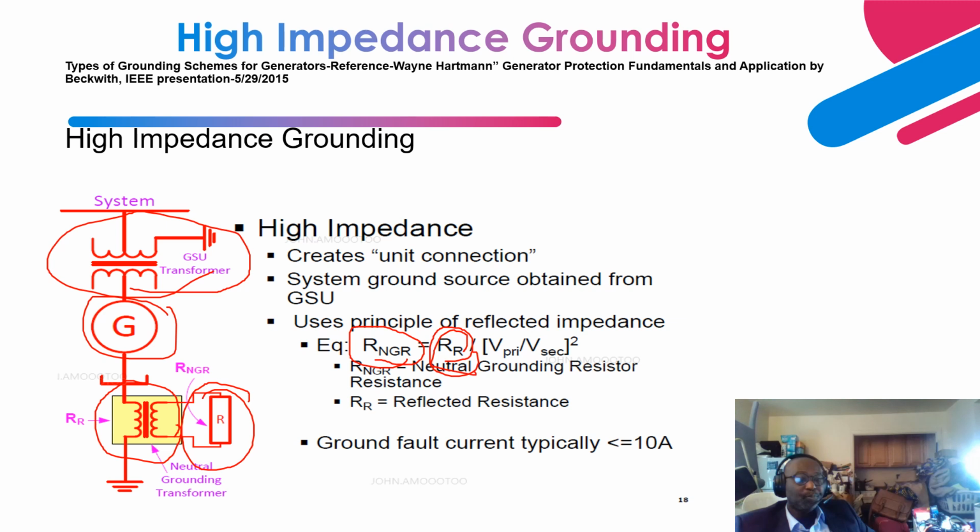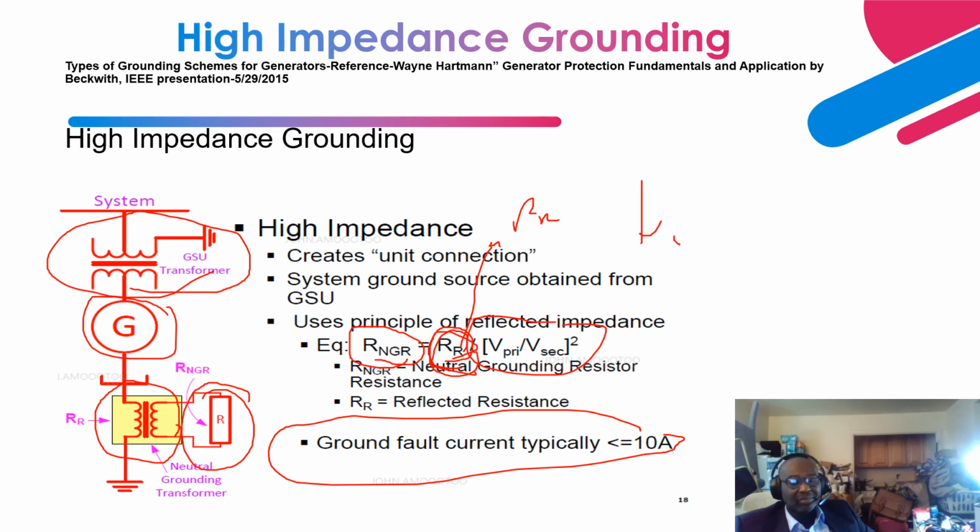So you want to calculate the reflected resistance, right? That is based on the square of the voltage ratio of this distribution transformer and this neutral grounding resistor. That's how you calculate your reflected resistance, and based on the reflected resistance, you can calculate the amount of current that is flowing. Typically it is less than 10 amps or less than 15 amps, right? But the typical industry range for high impedance is 5 amps to 25 amps.